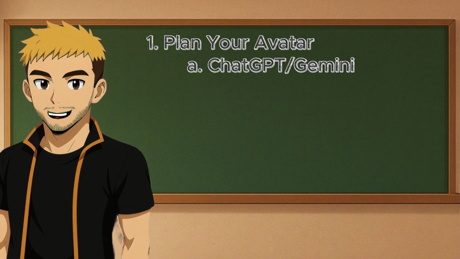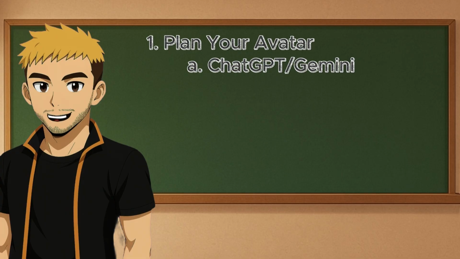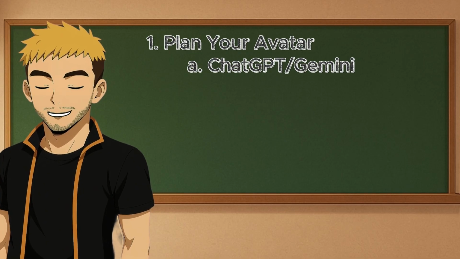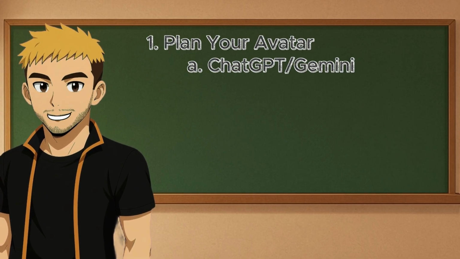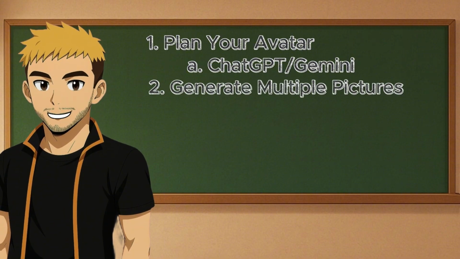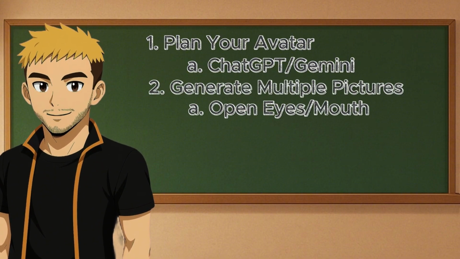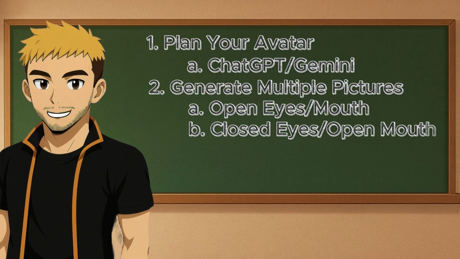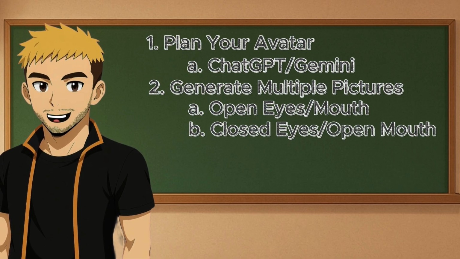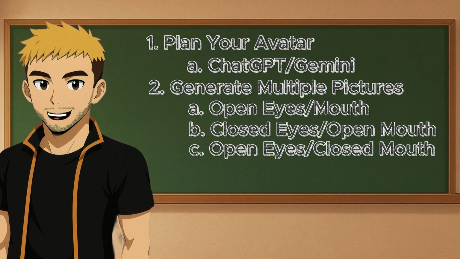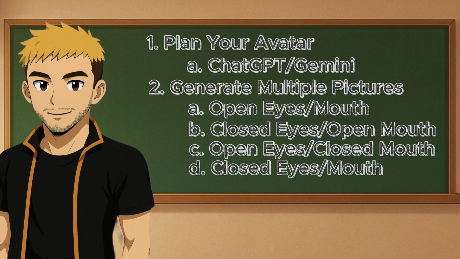But here comes the part where it starts to become tricky. For this to work, you will need multiple versions of the same character. One with open eyes and open mouth, one with closed eyes and open mouth, one with open eyes and a closed mouth, and finally, one with closed eyes and a closed mouth.